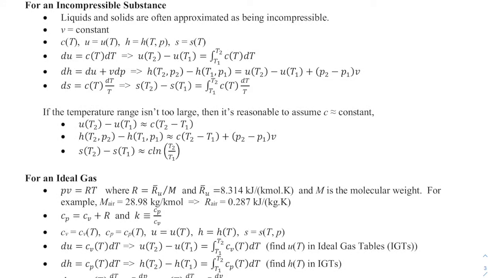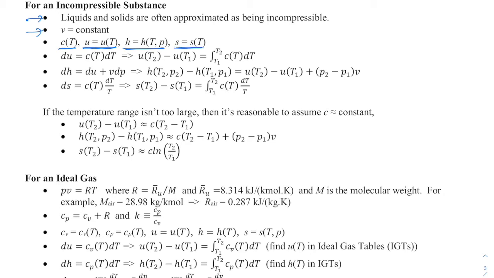For the incompressible substance model, I've put a review of all the various things we've learned about that model. Liquids and solids are often assumed as being incompressible. If you're dealing with something that's incompressible, the specific volume remains constant. You have one specific heat, we'll call it C. It's solely a function of temperature. You can show that the specific internal energy is a function only of temperature. The specific enthalpy is a function of temperature and pressure, so two properties. And the specific entropy is a function only of temperature.